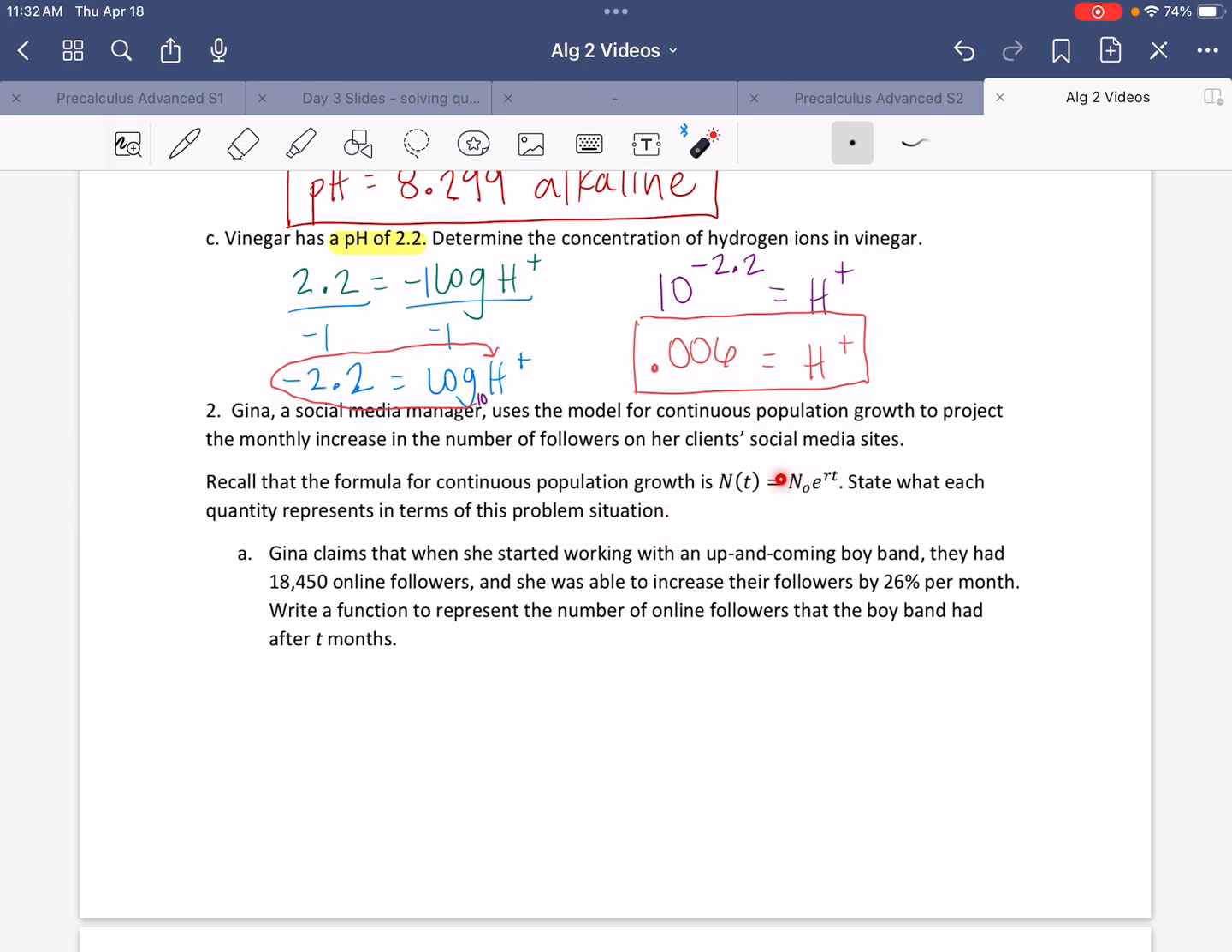Okay, well, it looks like we just talked about initial population, so the initial number of clients, the initial followers, I guess, and then the rate that they're changing and the time. And remember, E is not a variable, E is a number. We'll find it by typing second and divide in our calculator.